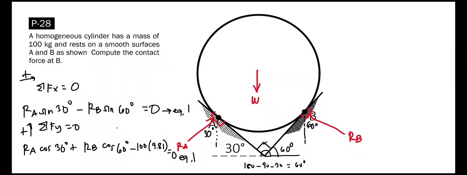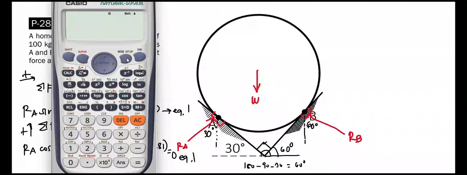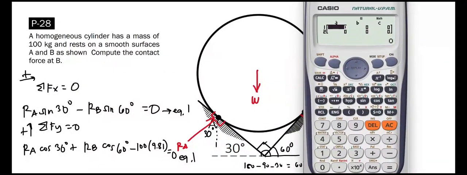So we have two equations with two unknowns. We can go to our calculator and press mode 5.1. That will help us to solve two equations with two unknowns. So we have R sub A with the coefficient of sine 30 degrees and R sub B of negative sine of 60 degrees equal to 0. And for the second equation, we have R sub A cosine of 30 degrees plus R sub B cosine of 60 degrees equal to the constant term.